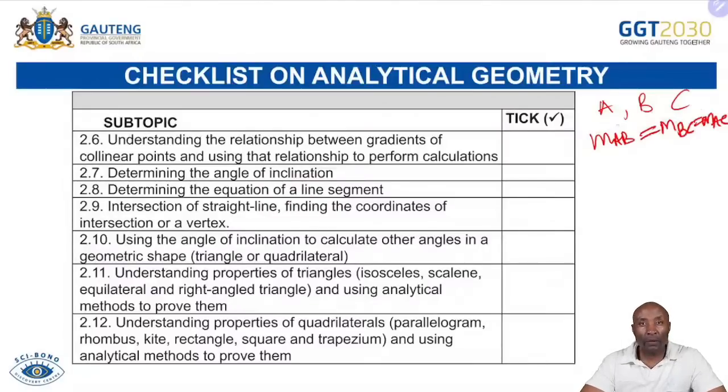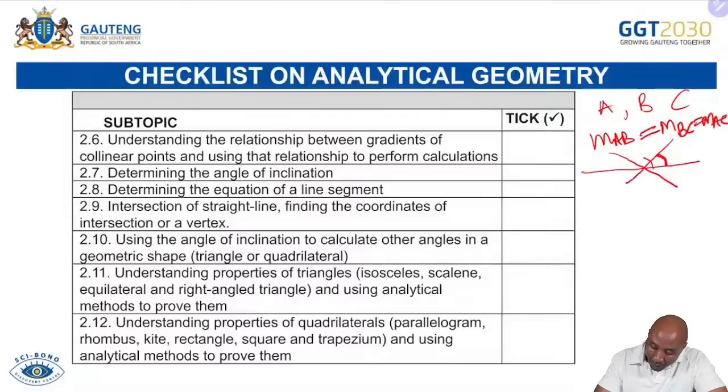The angle of inclination, we know that that one is determined by the angle a line makes with the positive x-axis. If we have a line like that, this becomes our angle of inclination. We also have one where the angle of inclination is obtuse. And normally, if the angle is obtuse, our gradient is going to be negative. If our angle is acute, our gradient will be positive.